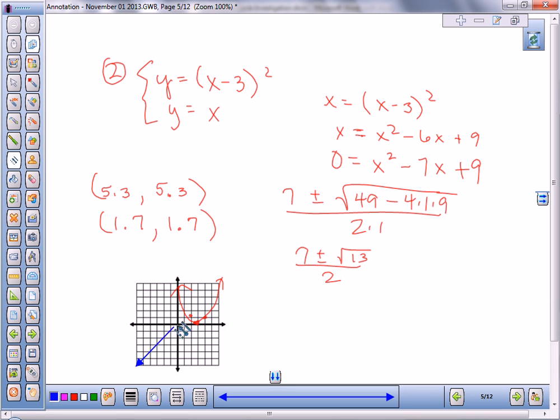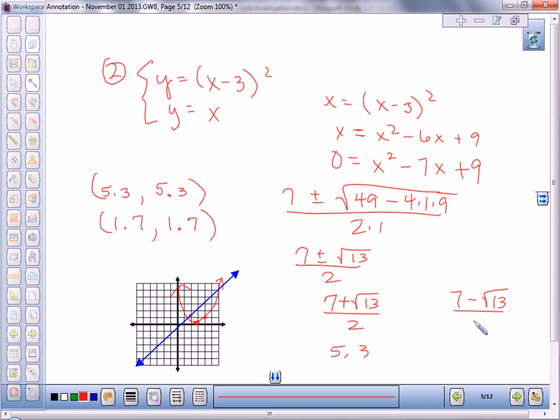Any questions? Is the 5.3 and the 1.7 like a new problem, or is that still the same? That's when you simplify this. When you do 7 plus the square root of 13 divided by 2, you get 5.3. And when you do 7 minus the square root of 13 divided by 2, you get 1.7, because it's plus or minus. It's shifted right 3. Okay.